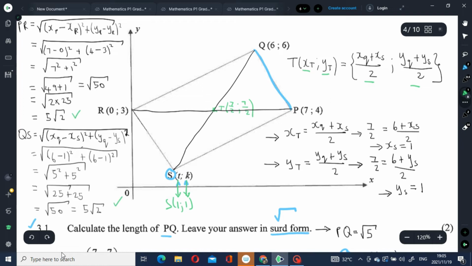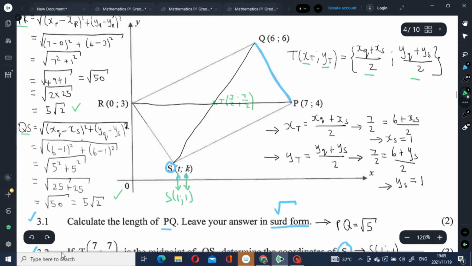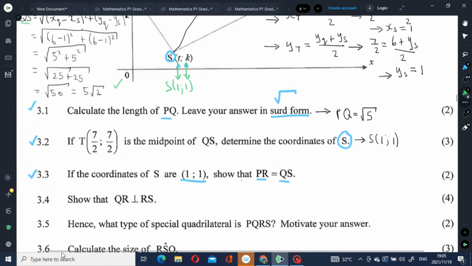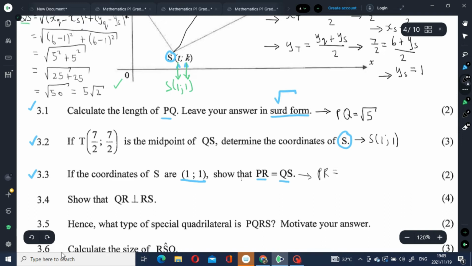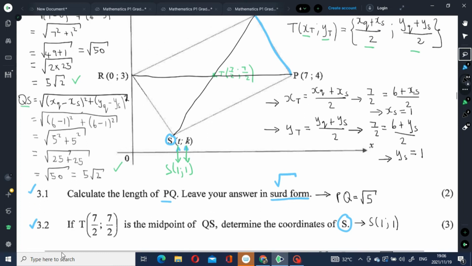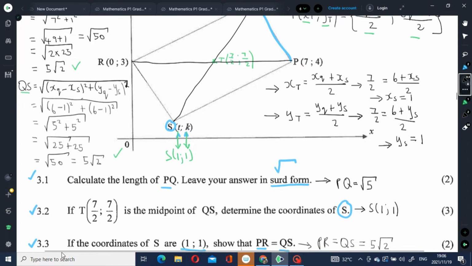Guys, let me just reiterate, it's so important that when you are working with the distance formula, you make 100% sure that you substitute the coordinates properly. So PR is equal to QS, which is equal to 5 root 2. So then let's have a look at the next question.